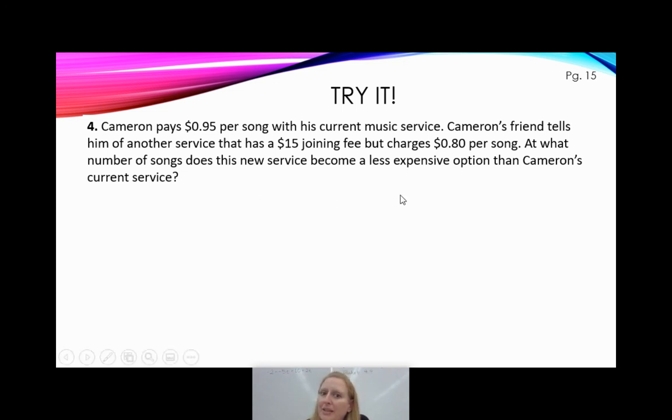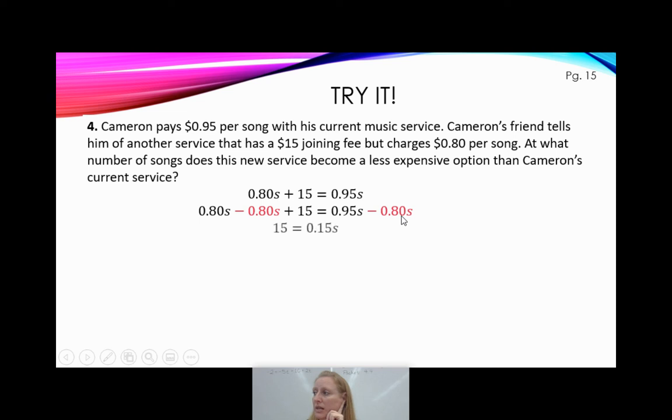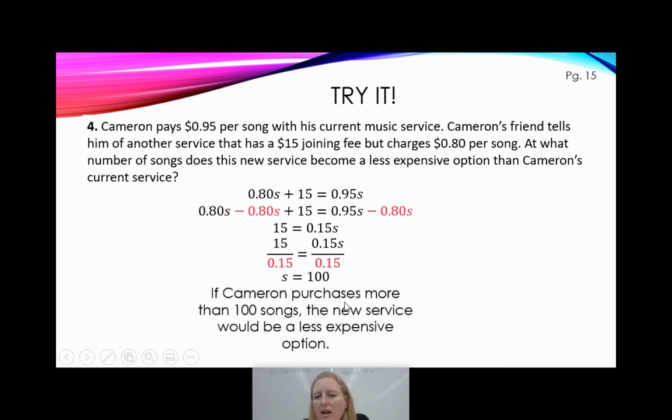All right, so I thought, well, 80, and I'm going to go ahead and use an S again for song. So 80 per song, so 0.80S plus the $15 joining fee equals that 0.95S. I'm going to go ahead and gather my variables on the same side of the equation. So that's a positive 0.80S. I'm going to subtract 0.80S from both sides. So these will cancel out. And 0.95S minus 0.80S is 0.15S. If I divide both sides by 0.15, 15 divided by 0.15 gives me 100. So if Cameron purchases more than 100 songs, the new service is going to be a less expensive option.